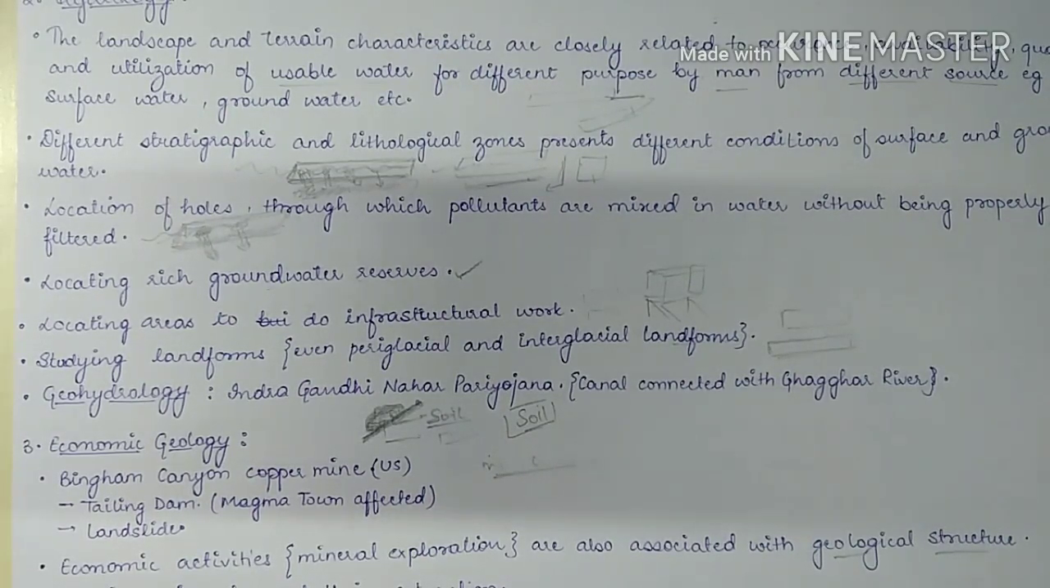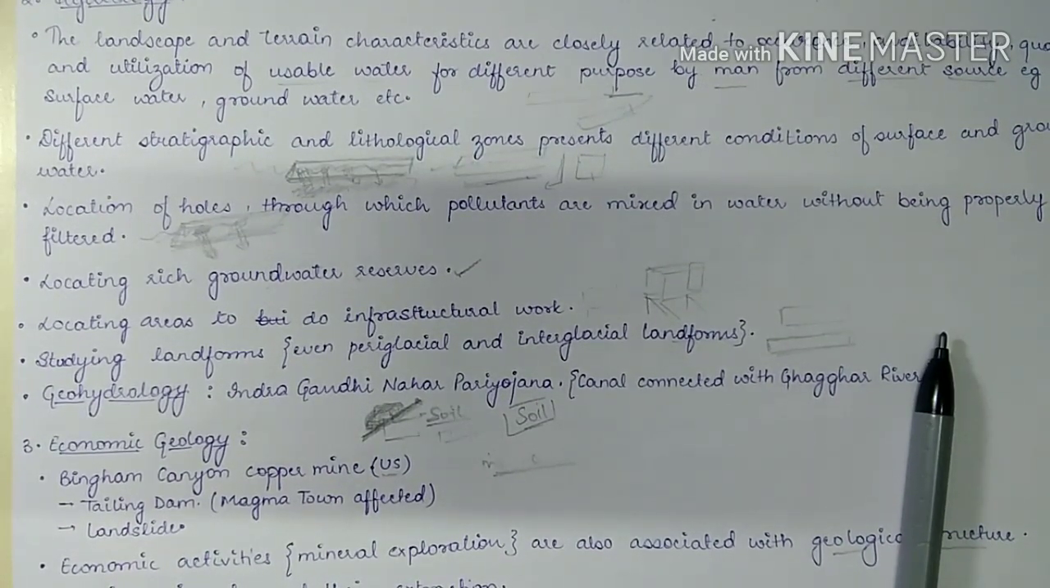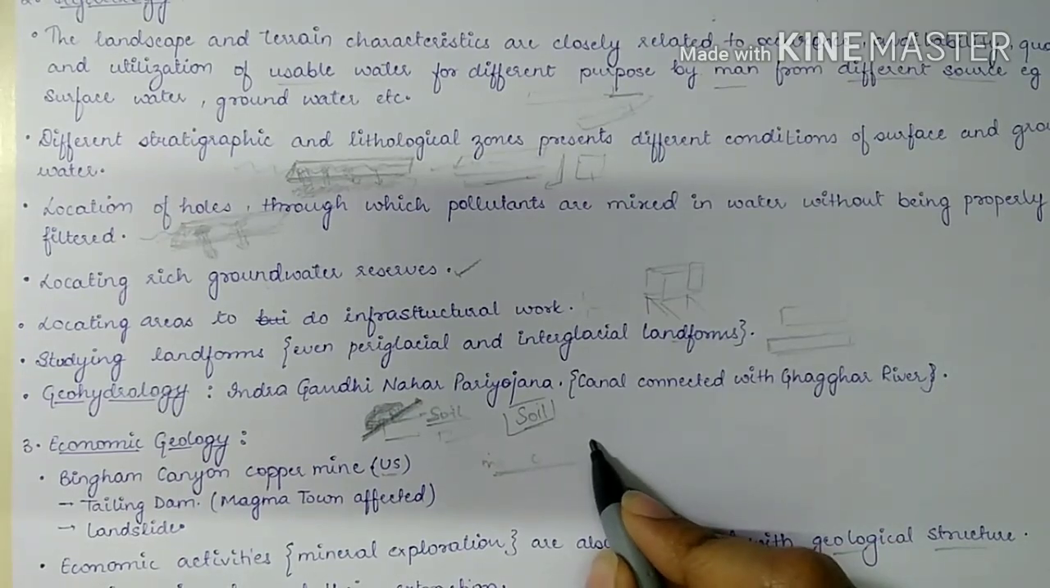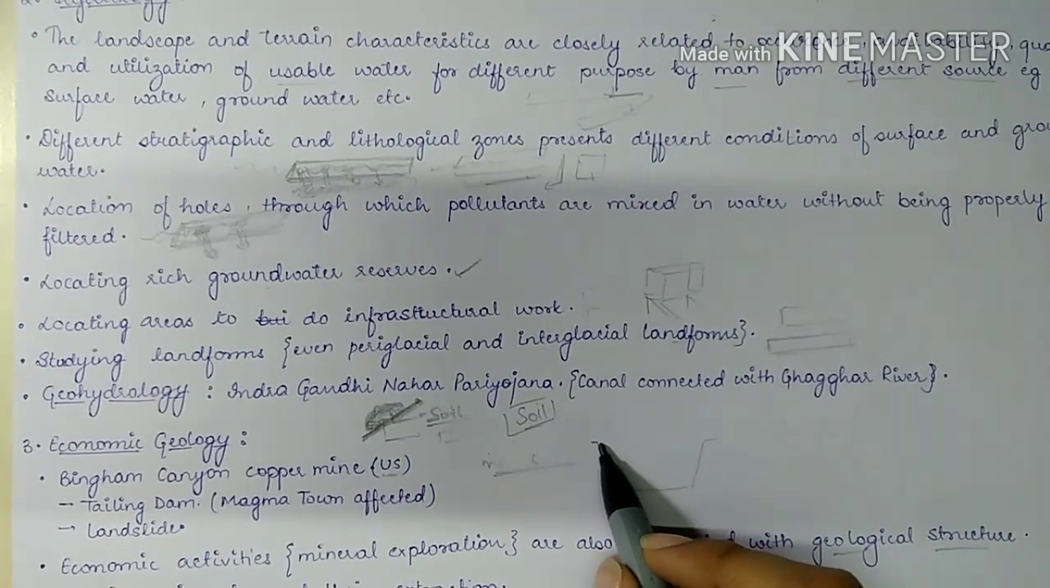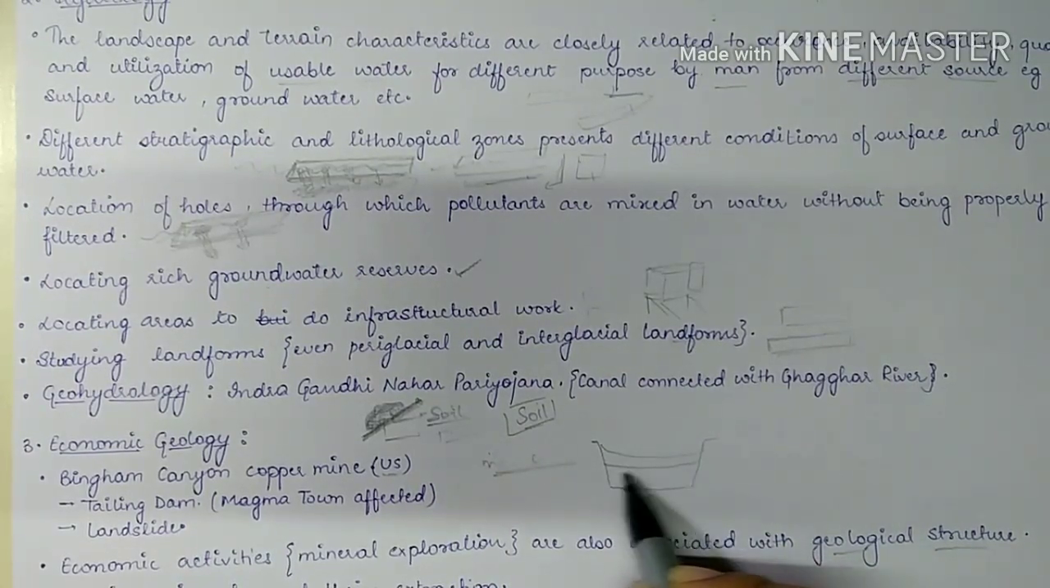First we will look at an example, then we will look at how these economic activities are affected by geological structure. There is the Bingham Canyon copper mine in the US. Here copper mining was done so extensively that the area became very deep, and because it became very deep, it became a landslide-prone area.